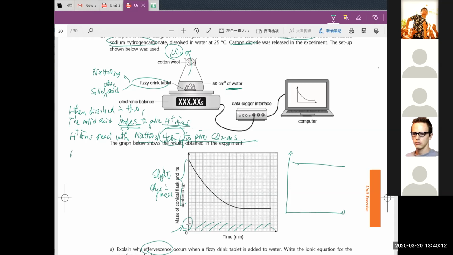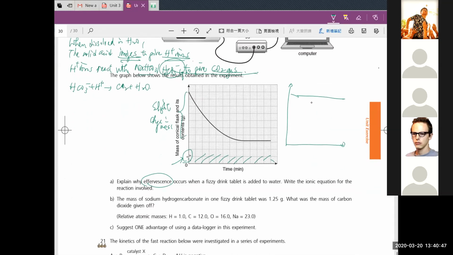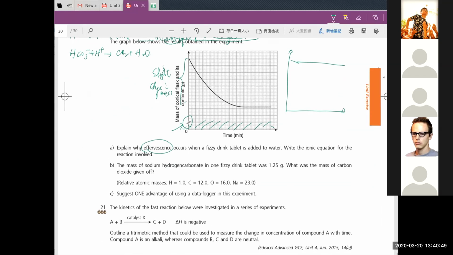Okay, so the equation is like this. The simplified equation will be this, right? Hydrogen carbonate reacts with hydrochloric acid to form carbon dioxide and water. Do you still remember? Yeah, do you still remember this one? Forgot? Chen Longwang, you still remember? And Chen Ji, you still remember? Hi. Yeah.